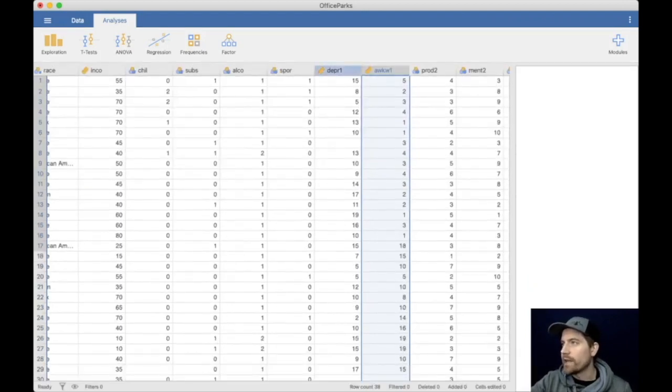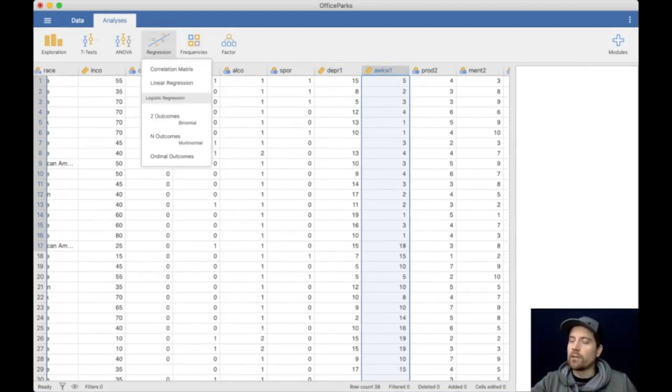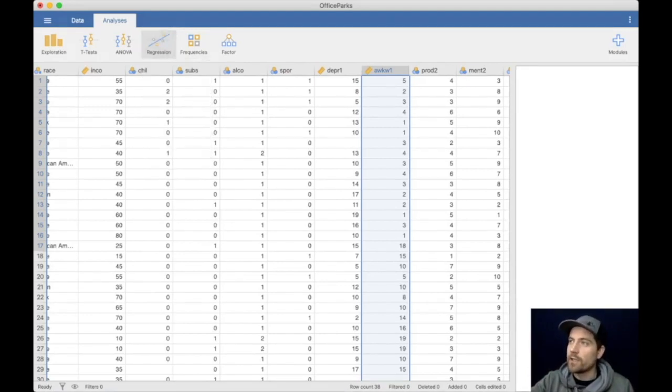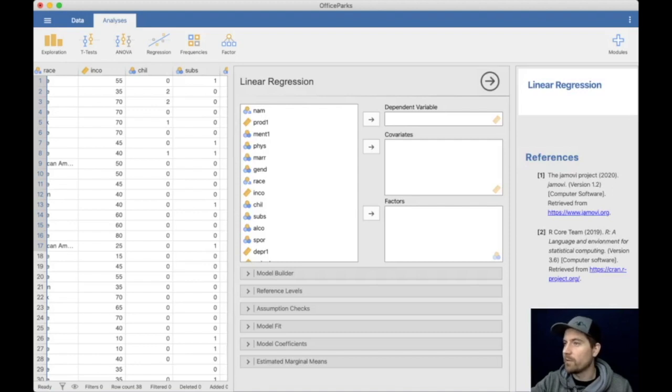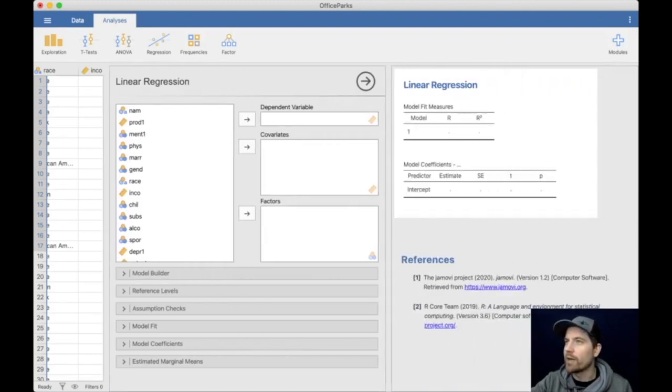Now, each of those that I made continuous have the little scale next to them. That means that Jamovi understands what it's doing. Now we can click on regression, click on linear regression. This is going to pop up this window. I'm going to move it over so we can see a little bit better.